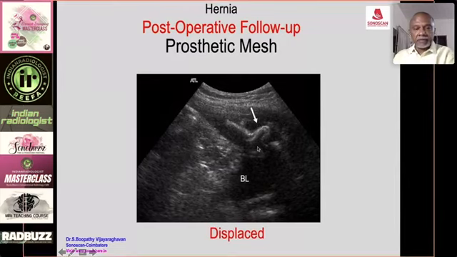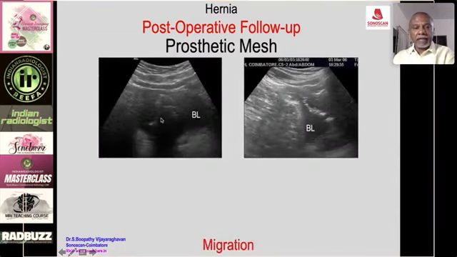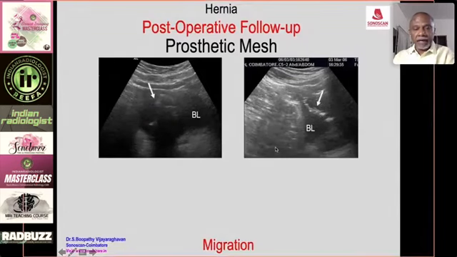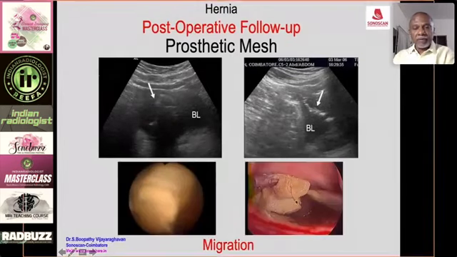Here you see the mesh has migrated from the inguinal region to anterior to the bladder, and very rarely it can migrate into the bladder, producing recurrent urinary tract infection. You see the mesh within the bladder, and that was removed by cystoscopy.